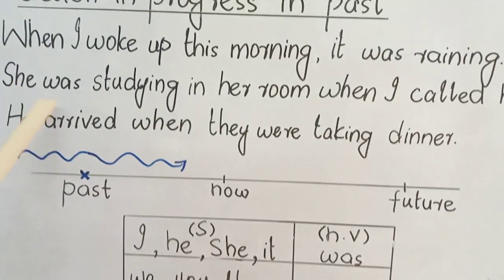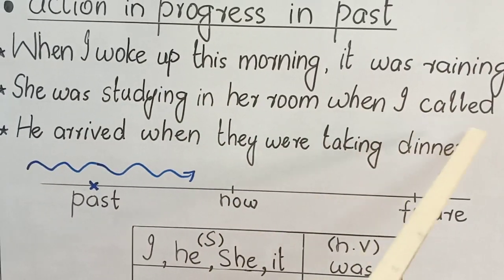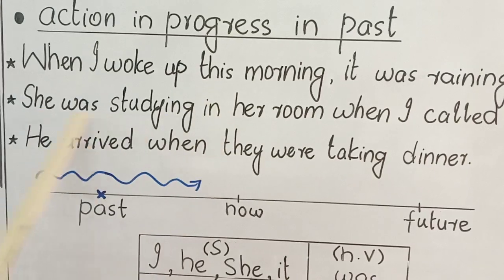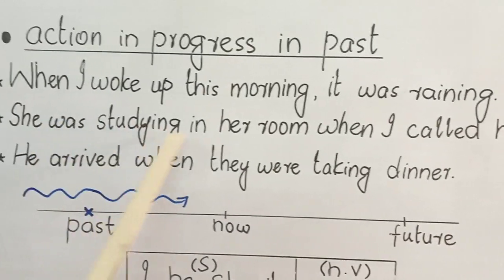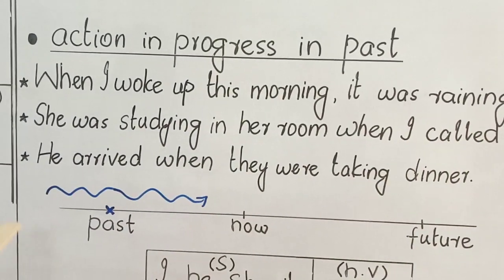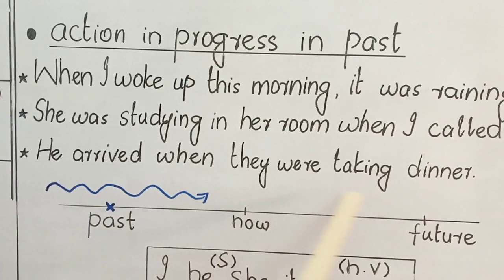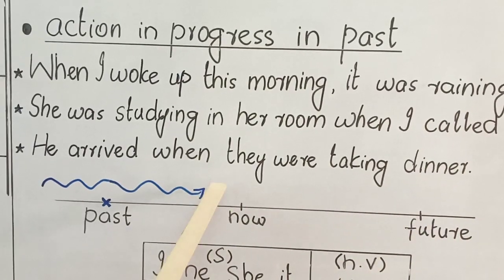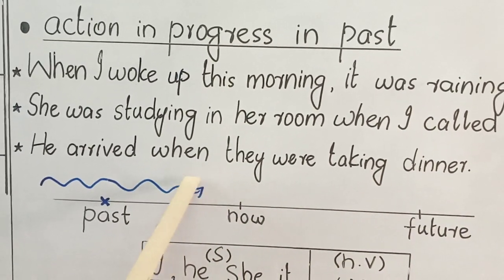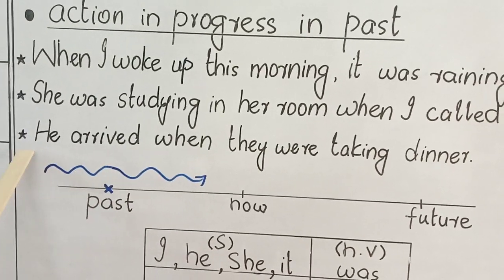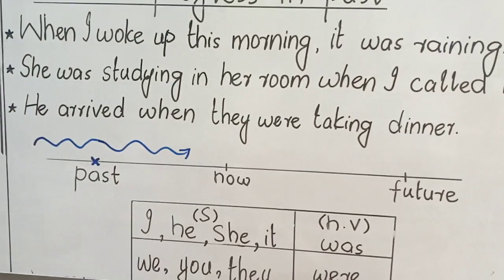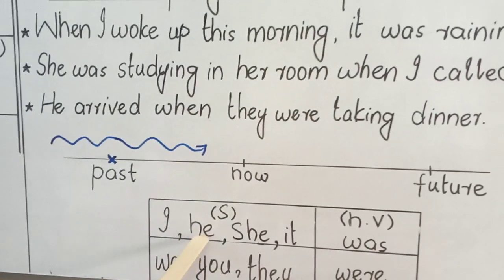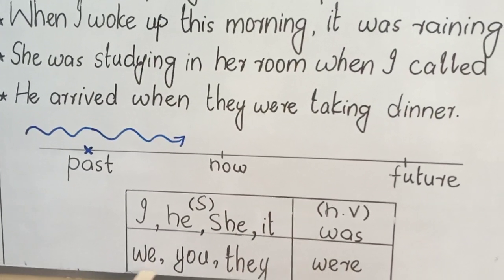Next example is, she was studying in her room when I called her. So she was doing a continuous work. She was studying. And in between her continuous work, I called her. He arrived when they were taking dinner. So they were taking dinner. This was their continuous action. And somewhere in between, he arrived. So the helping verb which we use for past continuous tense is was for I, he, she, it, and were for we, you, they. Now come to the formulation.